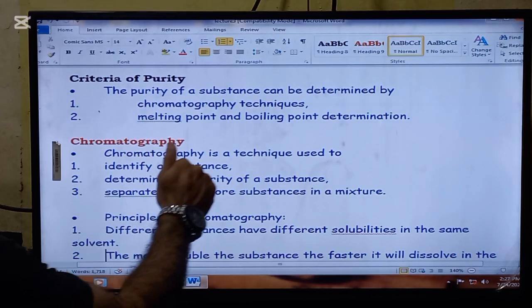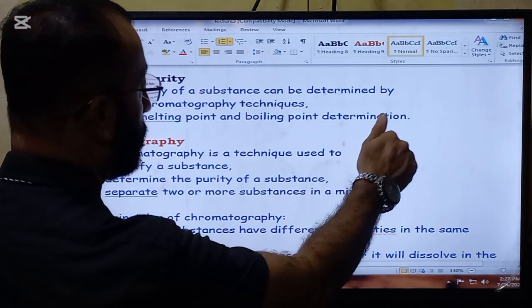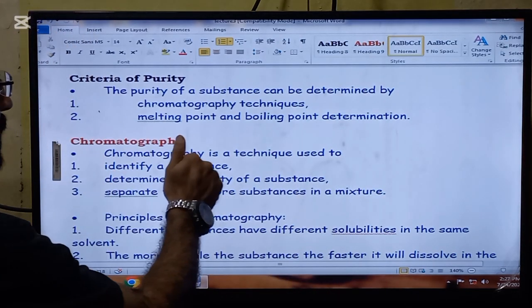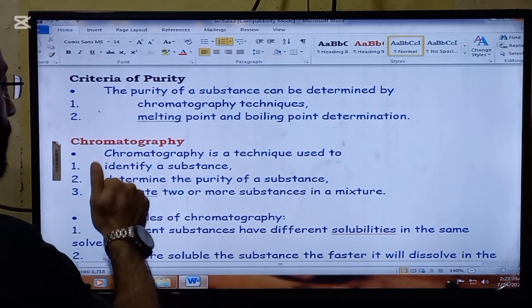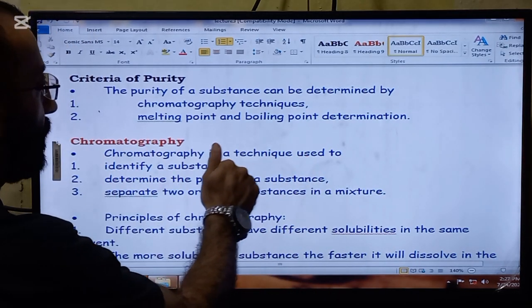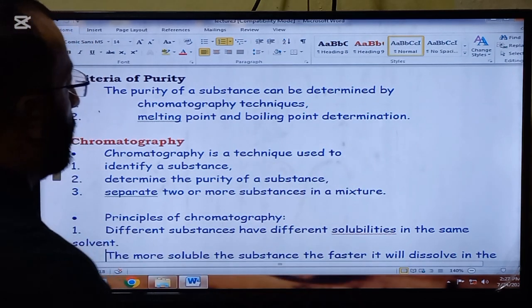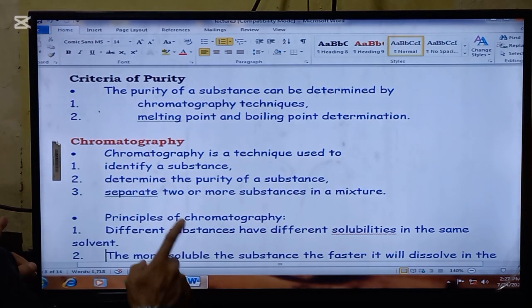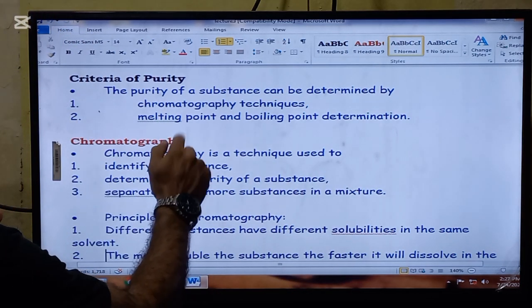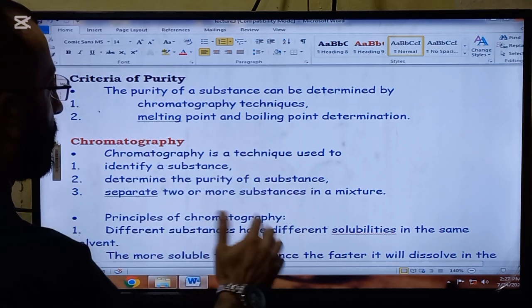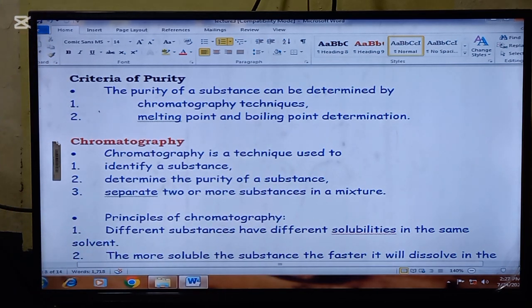The purity of a substance can be determined by number one, the chromatography techniques, and number two, the melting and boiling points determination. Our topic in the criteria of the purity is chromatography techniques. Concentrate yourself. We are going to start now.